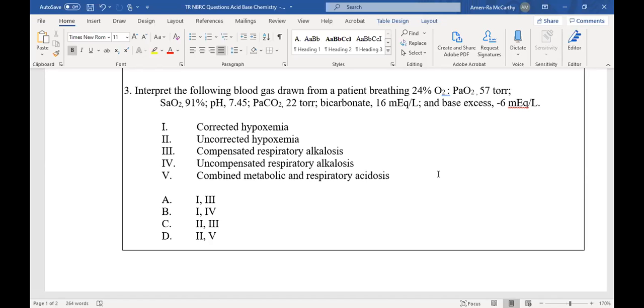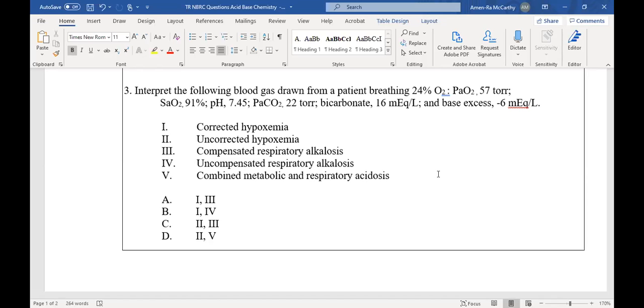If the PaO2 is not in normal range and they're on oxygen, it's uncorrected. The uncorrected part is if you have a patient breathing oxygen, any FiO2 other than room air, you look at the PaO2. If it's still not in normal range, then it's uncorrected. You try to give oxygen to correct a problem, but if it isn't in normal range, you didn't correct it, so it's uncorrected.